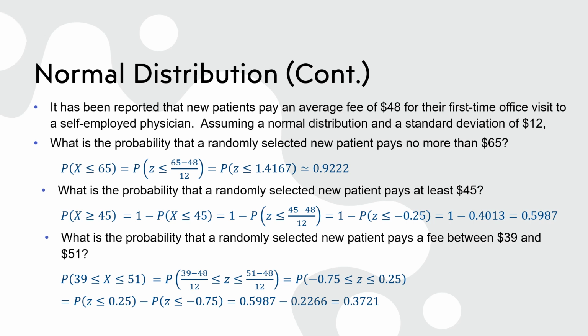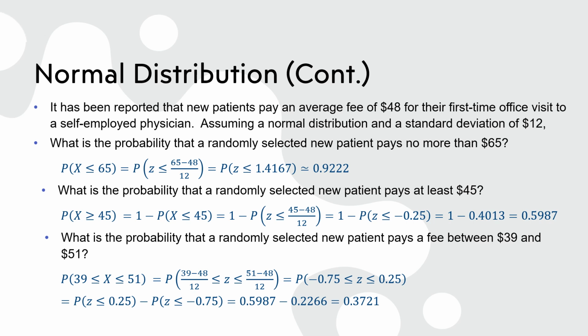We need to find the z-scores for both $39 and $51. For $39, we subtract the mean, $48, divide by the standard deviation, $12, and get a z-score of -0.75. For $51, we do the same and get a z-score of 0.25. Next, we find the probabilities for these z-scores using the standard normal table or software. For minus 0.75, the probability is about 0.2266, and for 0.25, the probability is about 0.5987.